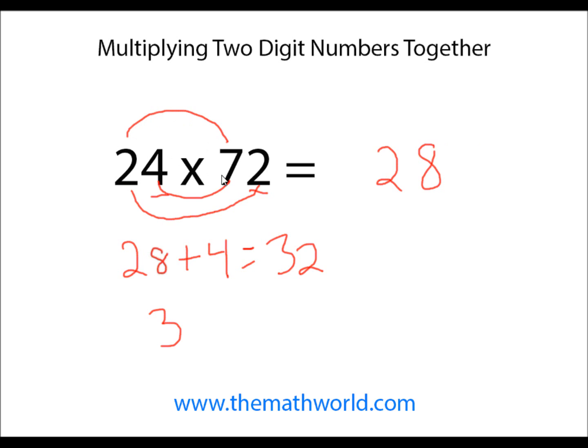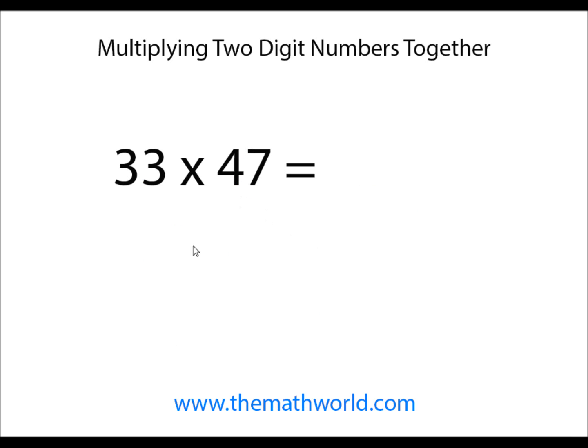So 2 times 7 is 14. We're going to add that to the number we carried, which is 3. So 14 plus 3 is 17. And so our answer, 24 times 72, is 1,728.